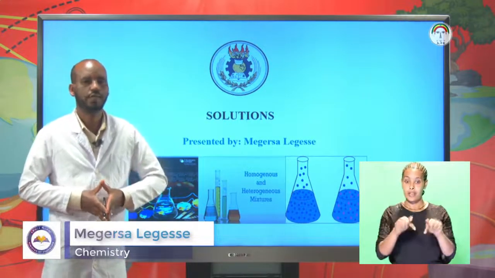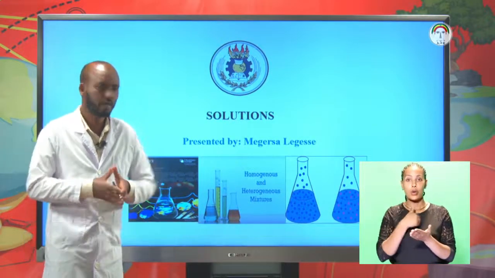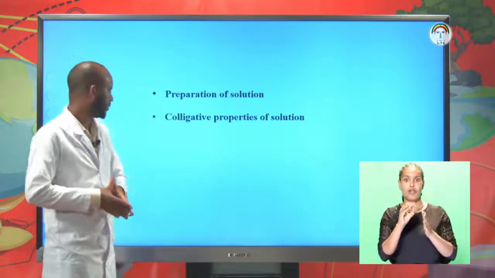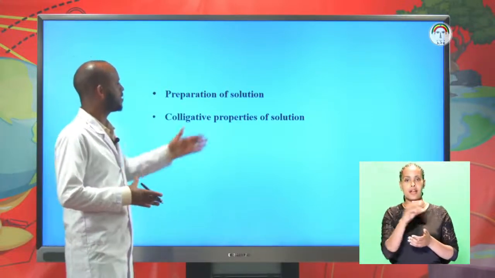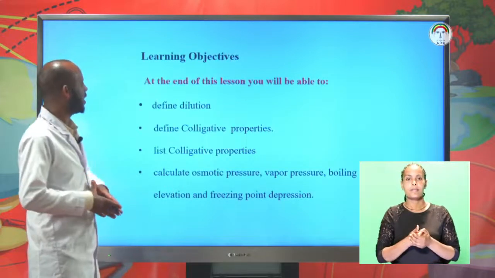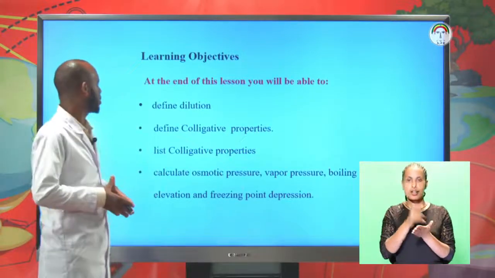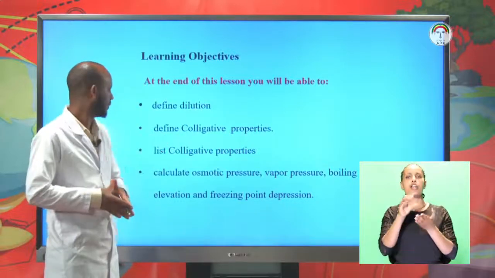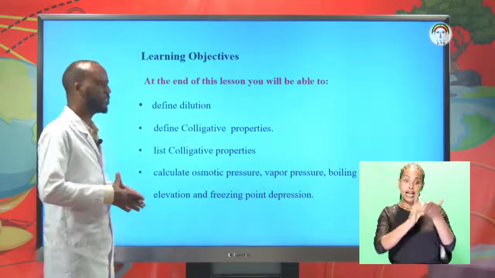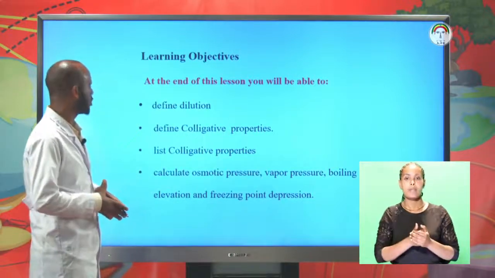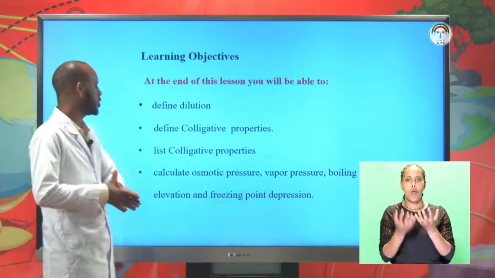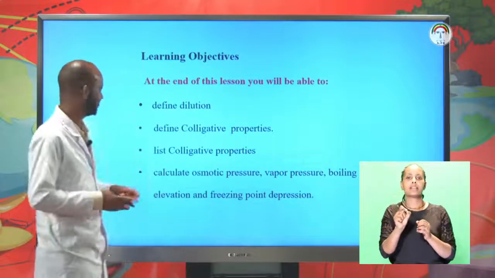In today's lesson, we will learn preparation of solution and colligative properties of solution. At the end of this lesson, you will be able to define dilution, define colligative properties, list colligative properties, and calculate osmotic pressure, vapor pressure, boiling point elevation and freezing point depression.